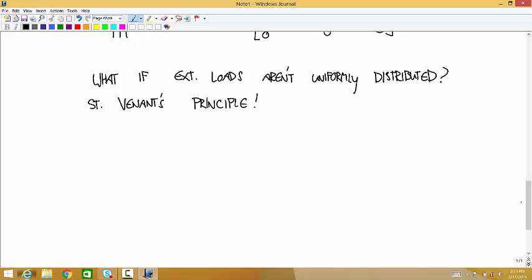And so St. Venant's principle says you can treat the material as if it was a uniformly distributed load that was being applied, as long as you don't trust your answers too close to where that load is applied. So here's an example. So let's say that we had this bar.